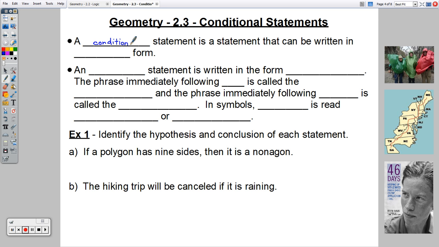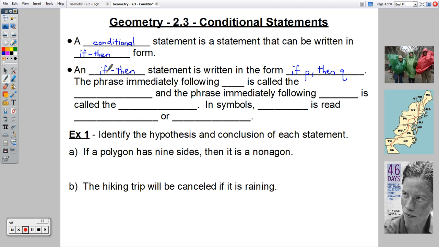A conditional statement is a statement that can be written in if-then form. If-then form. So if something, then something. And then this second bullet point, we start off with an if-then statement is written in the form if P, then Q. So remember from lesson 2.2, we had P and Q representing these whatever statements. They're kind of like variables in algebra. They're like variables in logic, variable statements.